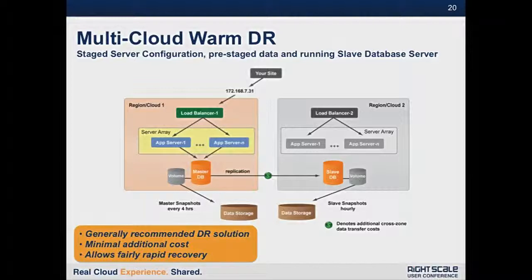Now what I haven't drawn here is that the assumption again is that this has multiple AZs and you have a slave over here as well. So this is only if this entire region goes down. If you lose an AZ, you do what you always do, right? This is only if the entire region goes down.